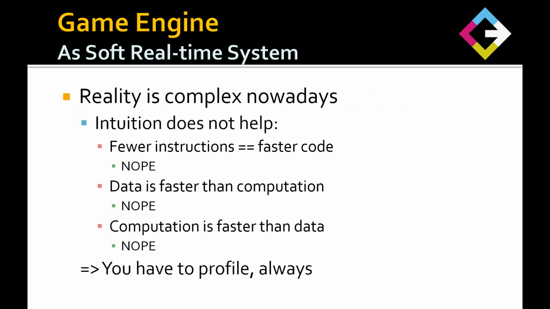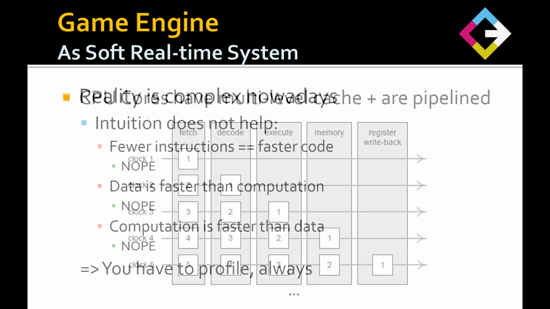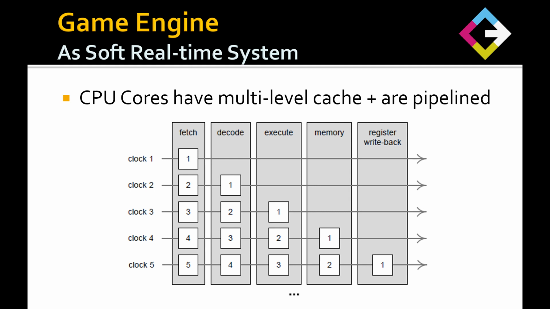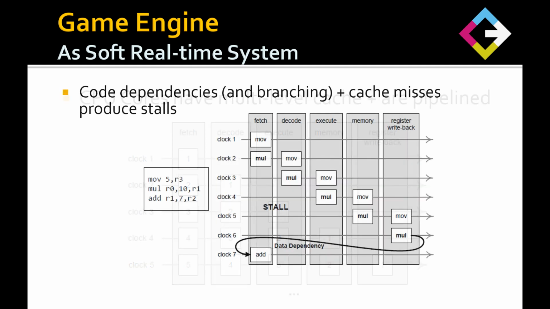And the reality is thus complex nowadays, and intuition will not help you much. All of the following rule of thumbs does not need to be true nowadays. In the nutshell, you always have to profile. One thing to bear in mind is the architecture of RISC processors which are having multi-level caches and are pipelined. This means that ideally one wants to keep the processor busy all the time, meaning that the pipeline stages should always have something to do.